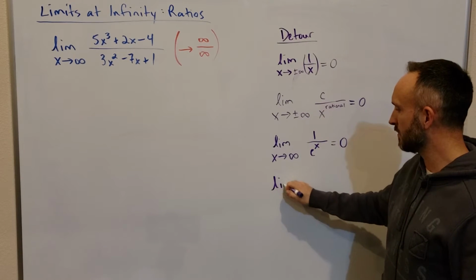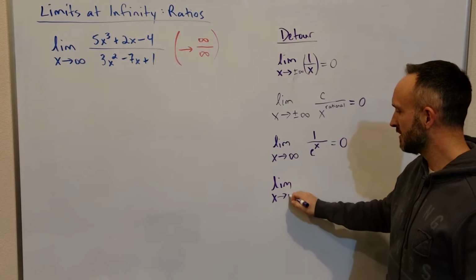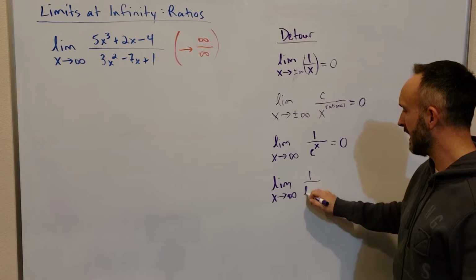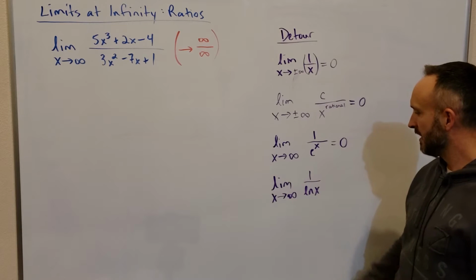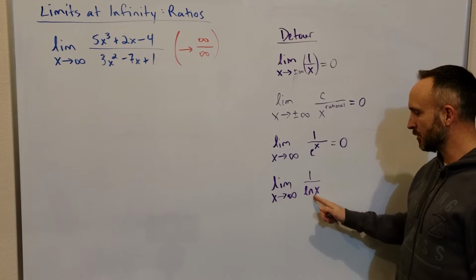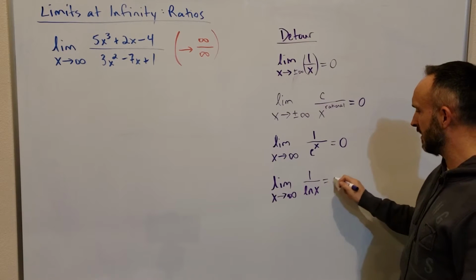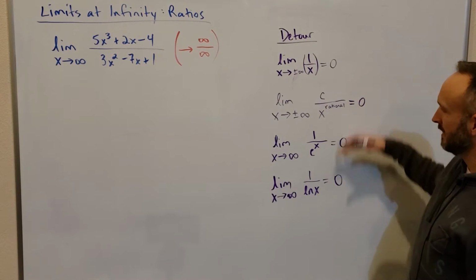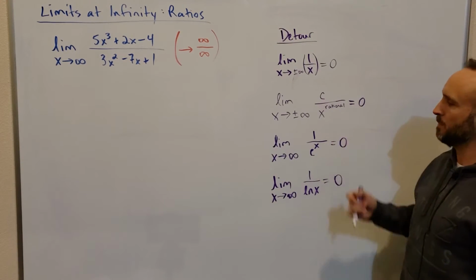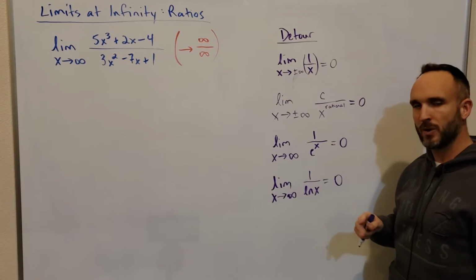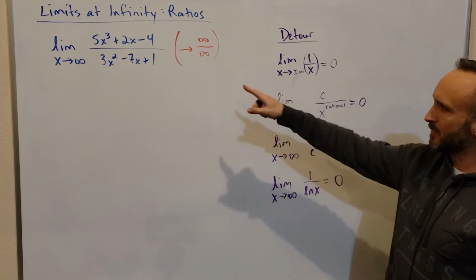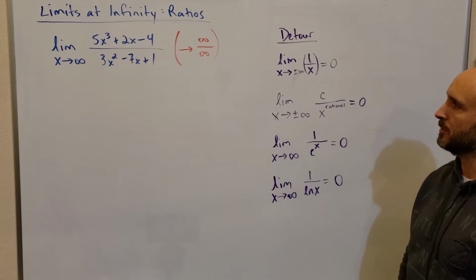And this works for lots of different functions, such as 1 over the natural log of x. As x grows, the natural log also grows. So this again turns into 1 over infinity, which is 0. Now isn't that nice? This is the power of infinity when you're dealing with ratios. We want to leverage that in this example.